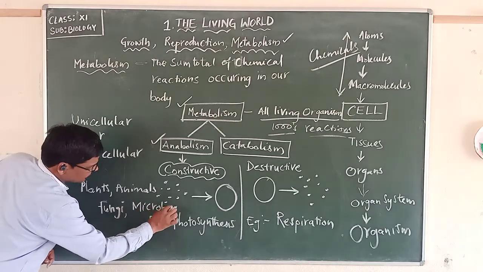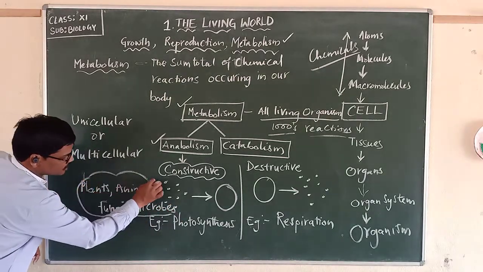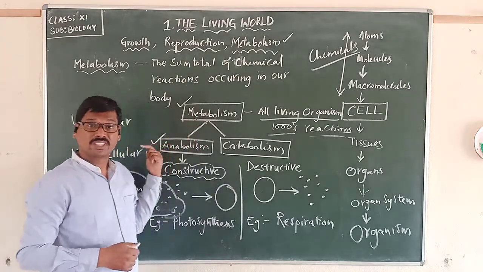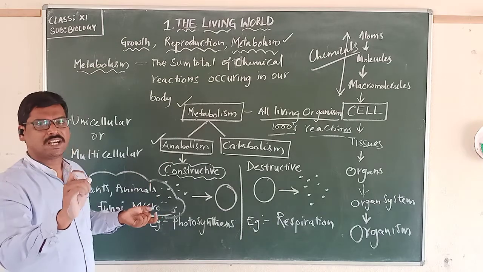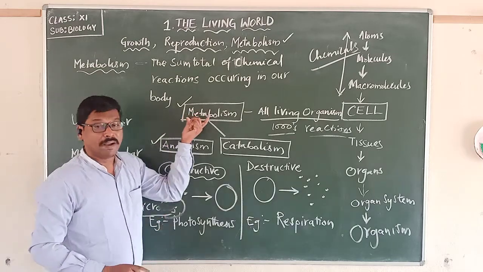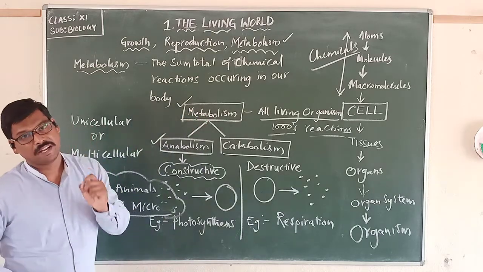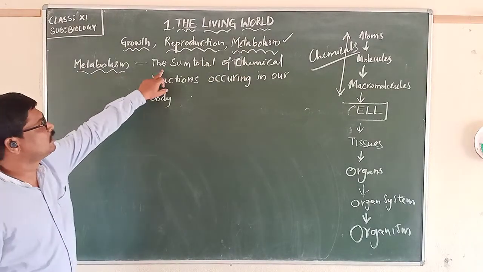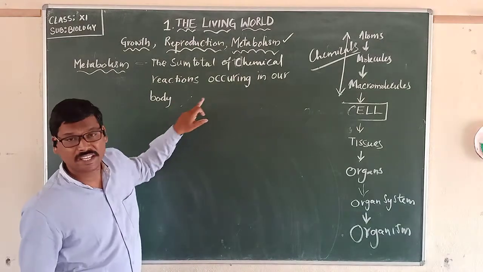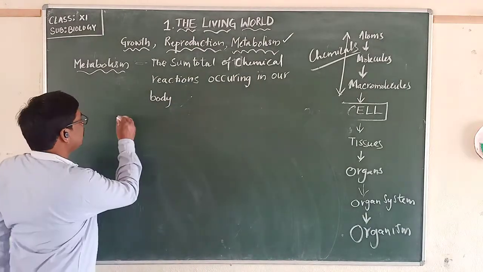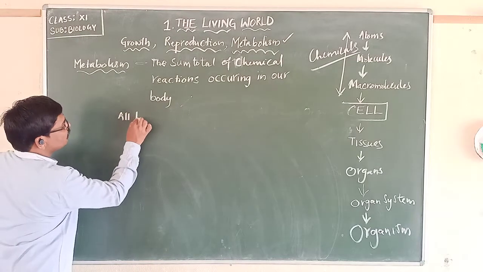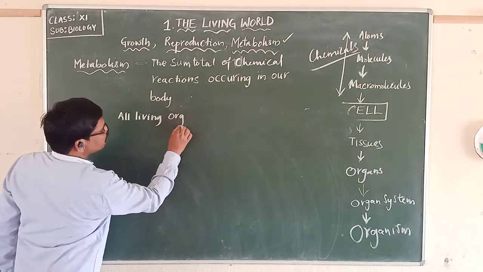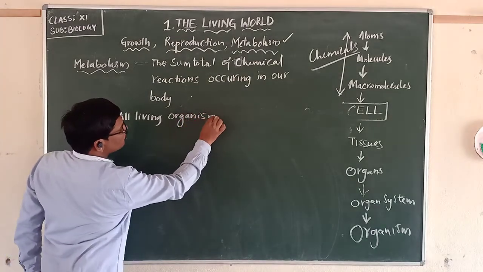In all these, what will be happening? The metabolic reactions will be taking place. They may be unicellular or multicellular, compulsorily, metabolic reactions will be taking place. So now we understood that metabolism means the sum total of chemical reactions occurring in our body, and metabolism is seen in all living organisms. Please remember this.